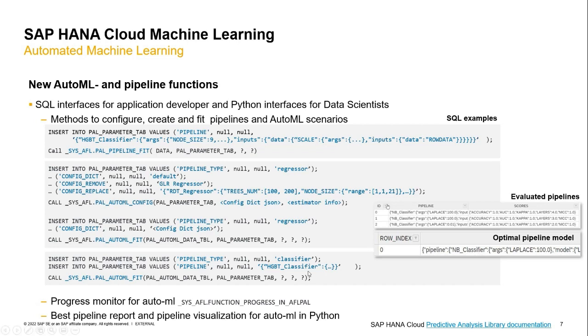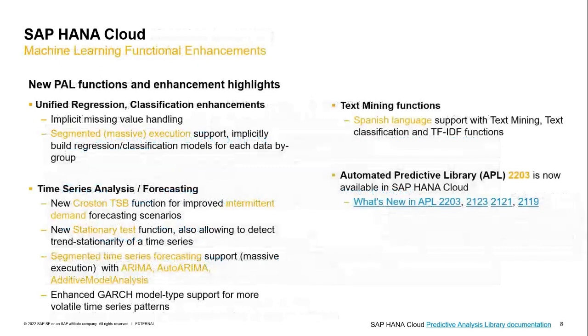There are also options for inspecting the progress of such an AutoML run, which may take a little bit longer as we're probing a larger number of variations. And the Python interface, as we will see, also provides some visualizations and reports on the different pipelines evaluated.